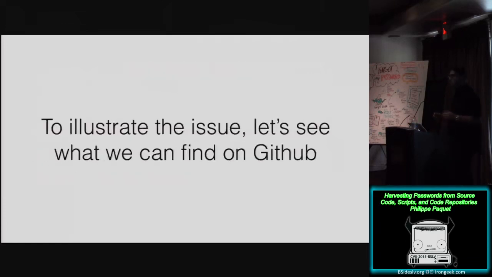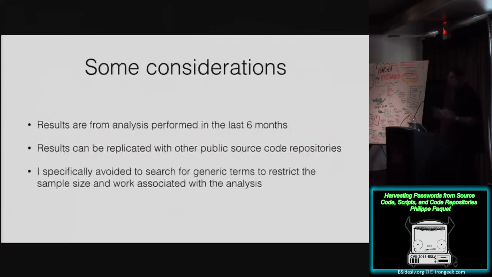To illustrate the issue, let's see what we can find on GitHub. A couple of considerations. What you're going to see was done in the last 6 months, so if you do the search today, you're going to find different things. The same result can be replicated in about every kind of public source code repository. And I specifically avoided searching for generic broad terms because of the sheer volume of information there. To be able to deal with that volume, you need tools, and we're going to talk about that later.